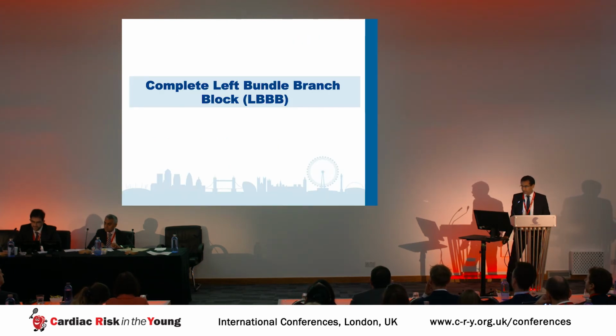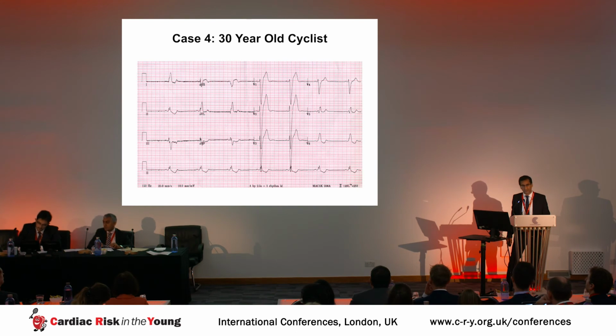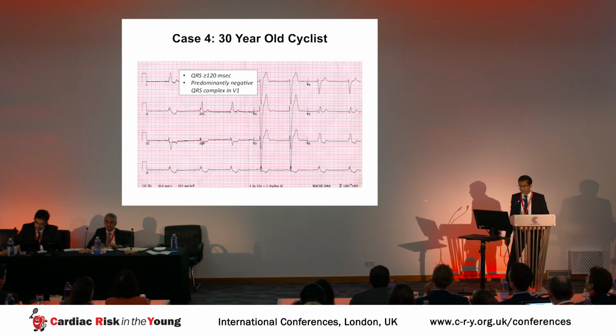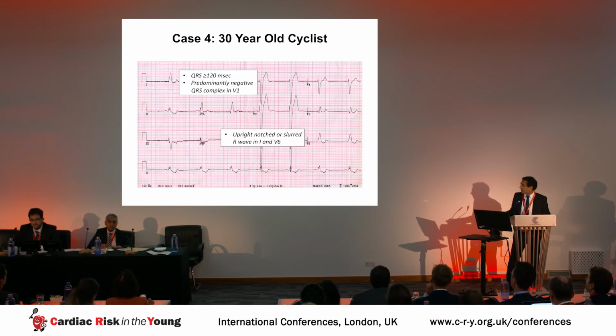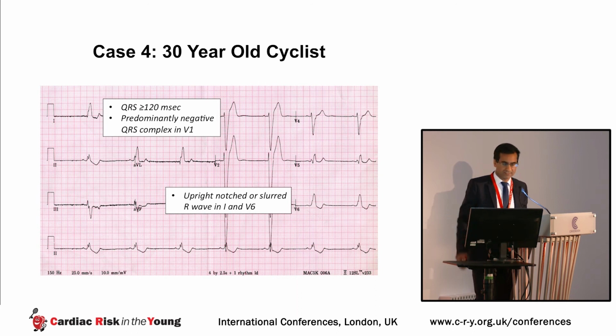Moving on to left bundle branch block. This is a 30-year-old cyclist who'd noted a reduction in his exercise tolerance. And all of you probably recognize this clearly as a left bundle branch block pattern, but the official definition is a QRS duration which is greater than or equal to 120 milliseconds. There is a predominantly negative QRS complex in V1 with an upright or slurred R wave in lead 1 and V6.